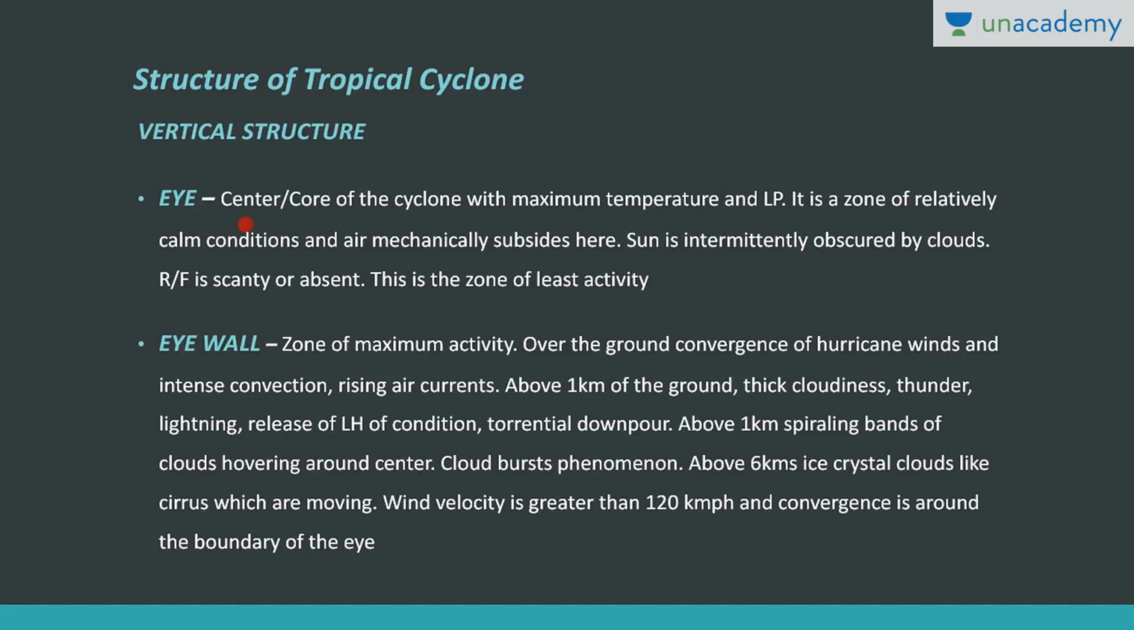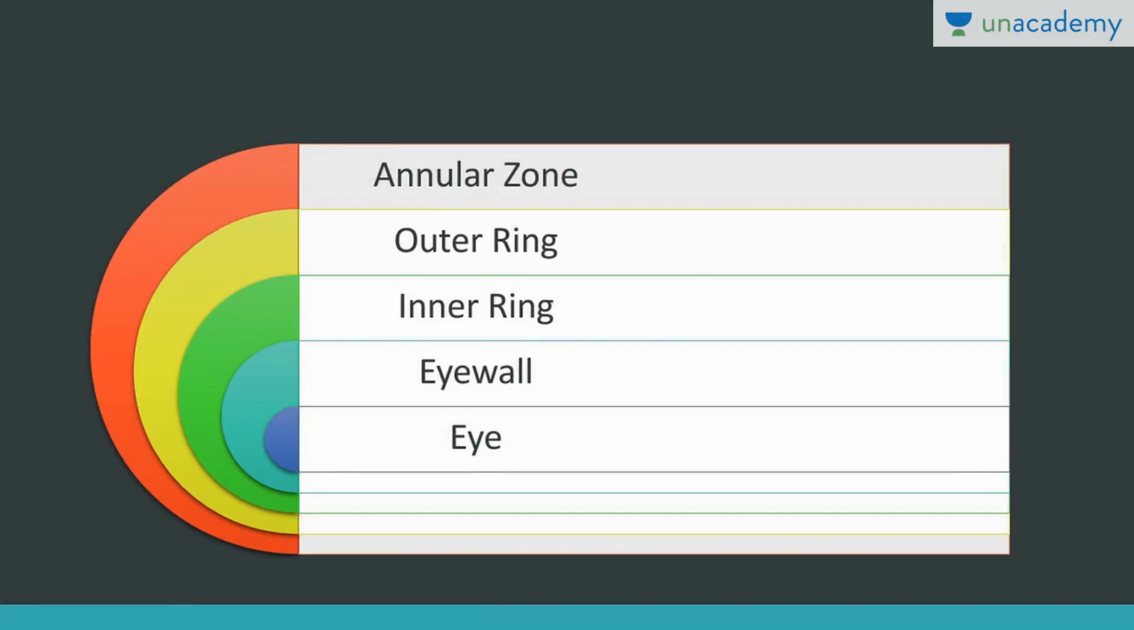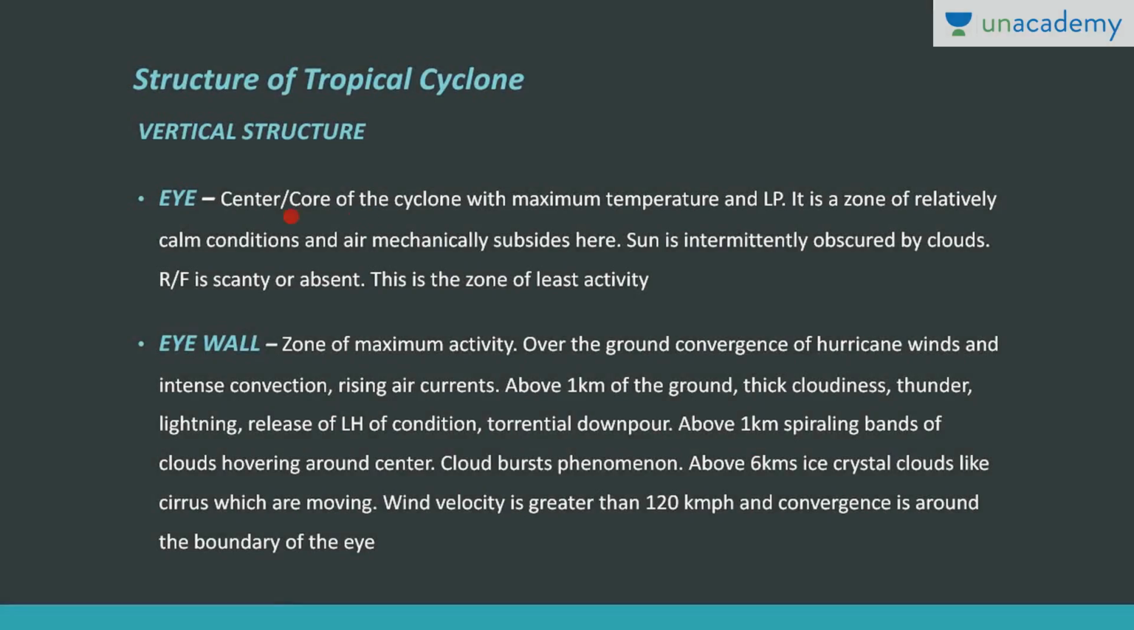Like first at the center there is the eye, then surrounding it there is the eye wall, then there is the inner ring, outer ring, and annular zone. Now this eye, that is the core of cyclone. Here the maximum temperature is there. Now this is a zone of relatively calm condition. Why? Because the air is mechanically subsiding here.